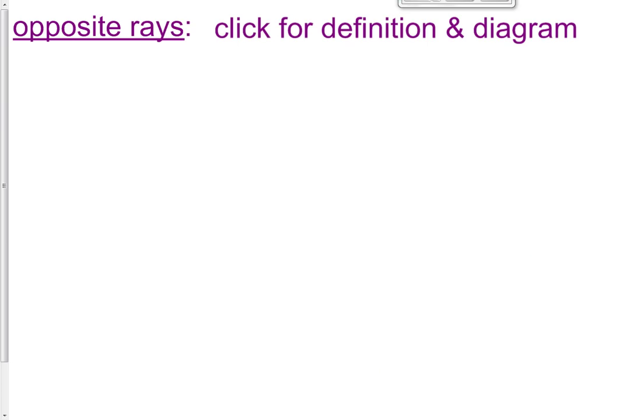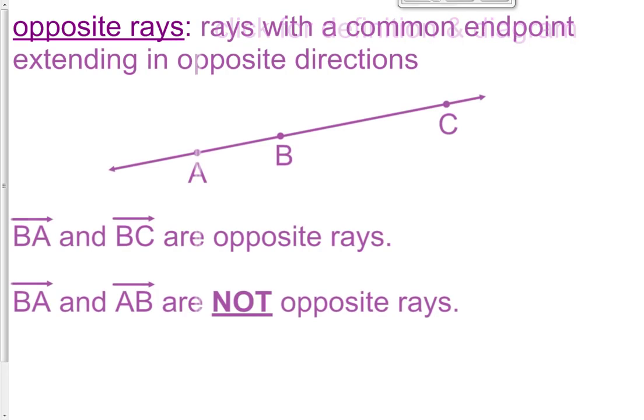Opposite rays are rays with a common endpoint extending in opposite directions. So they both have this common endpoint B, and so BA goes in one direction, and then its opposite ray, BC, goes in the other direction. So together they make a line. They are called opposite rays.